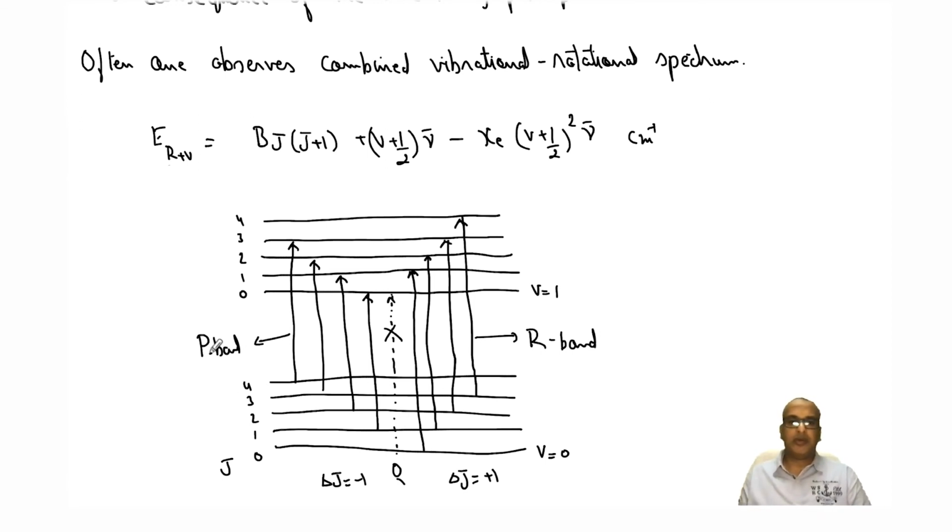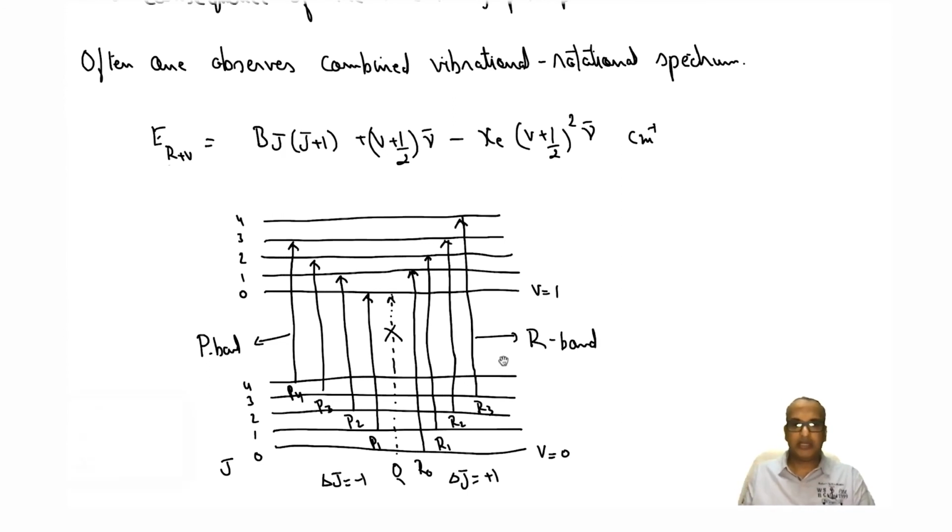Now this can be numbered as R0. The subscript is the rotational quantum number from where the transition is starting. So this line will be R1, R2, R3. Similarly here, this will be P1. There cannot be any P0, because you cannot go from 0 to minus 1. There is no minus 1 rotational state. So P2, P3 and P4.